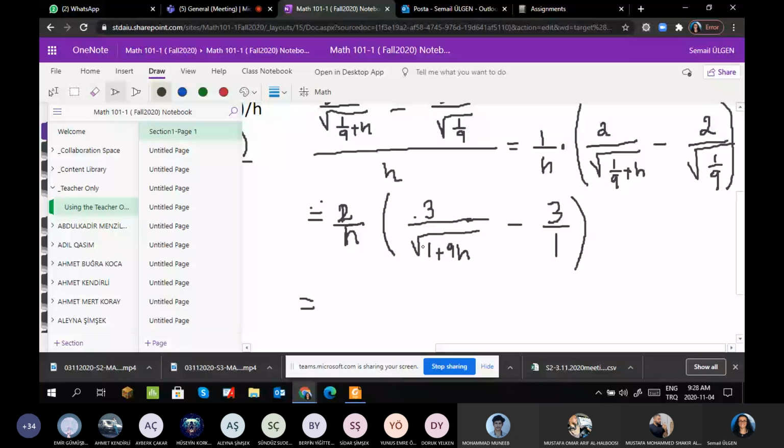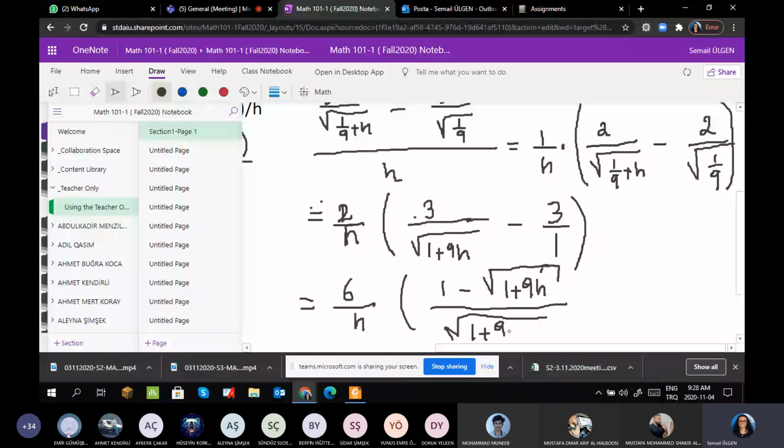All right? I'm double checking the work. This is 1 over, yeah, I took out the 2 and 3 is common, so I'm going to take out the 3's as well. 6 over h, it is going to be, all right, I'm going to equate the denominators. 1 minus square root of 1 plus 9h over square root of 1 plus 9h on top.